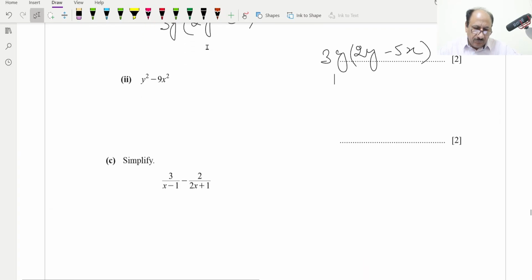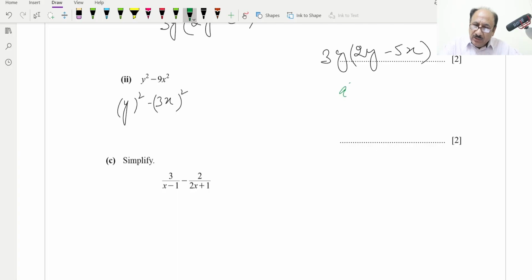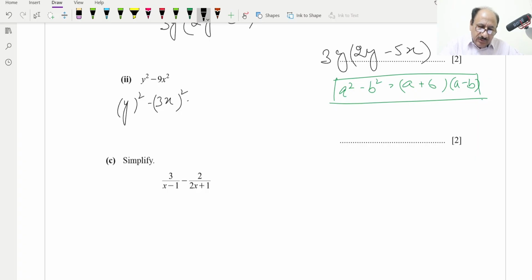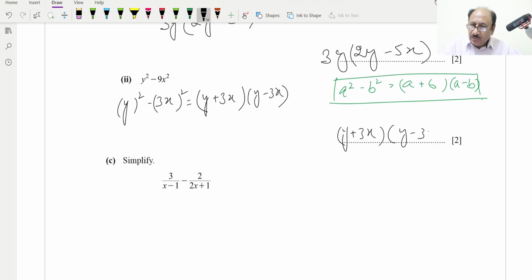Now we can simplify this also. Basically this is factorization. We can rewrite it as y squared minus 3x squared, and the formula which we will be using is a square minus b square is equal to a plus b into a minus b. This will be the formula which we will be applying over here, and this will be equal to y plus 3x and y minus 3x. Our answer will be over here.